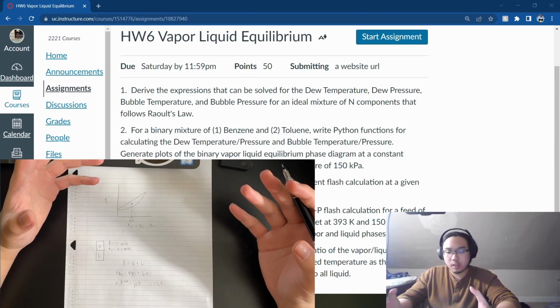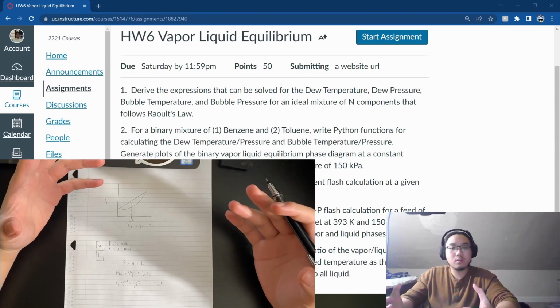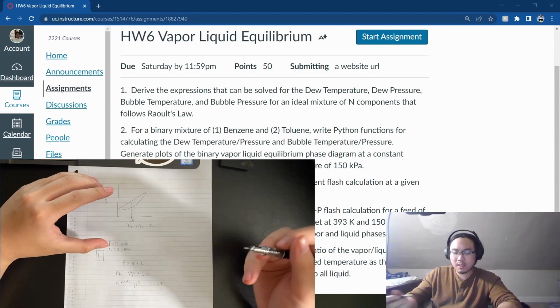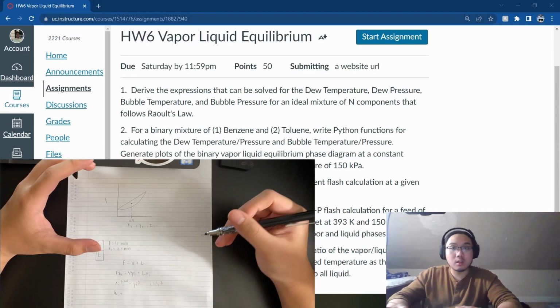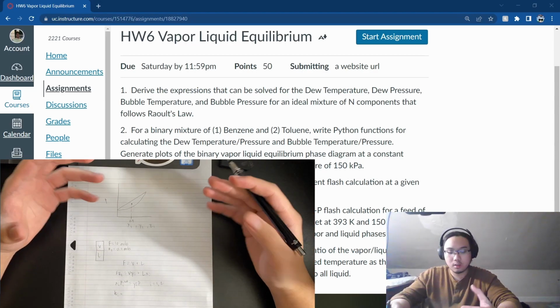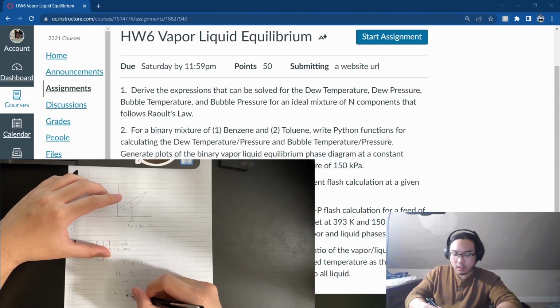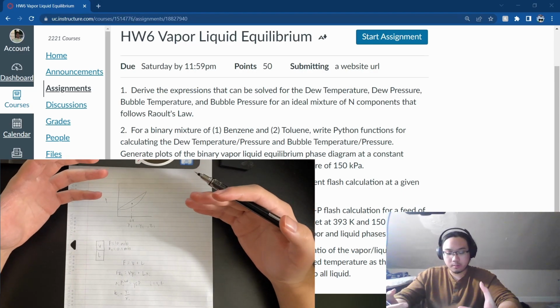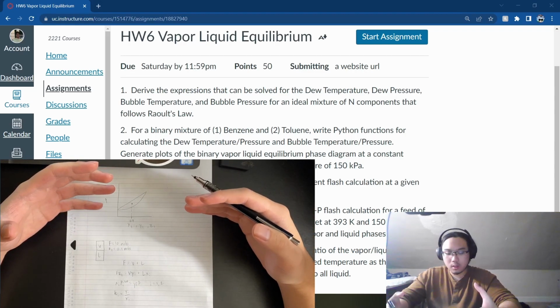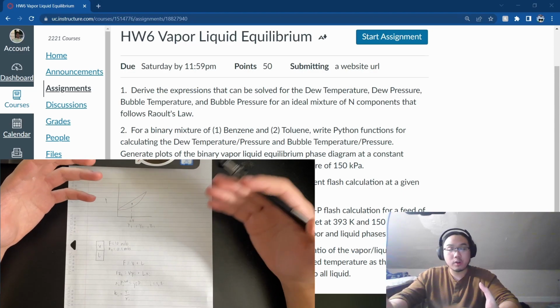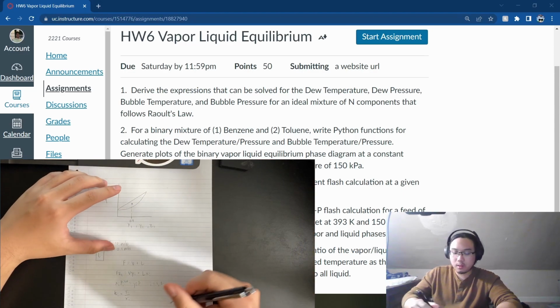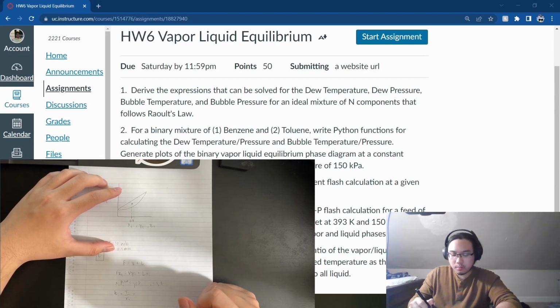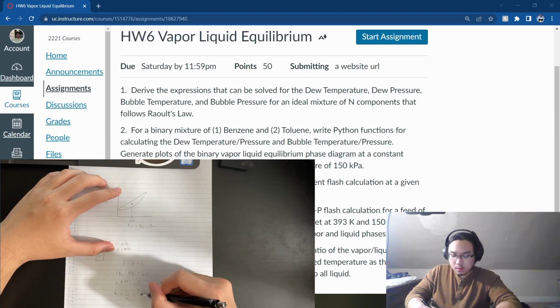And then we also have this other value that's usually defined for VLE calculations, and that's this K value. That's simply the ratio of the mole fractions. We write it as the ratio of the mole fraction of the vapor phase to the mole fraction of the liquid phase. And that's equal to the pure component vapor pressure over the pressure.